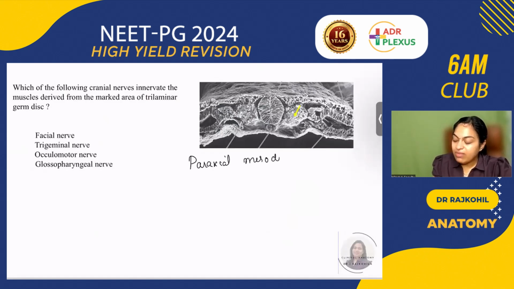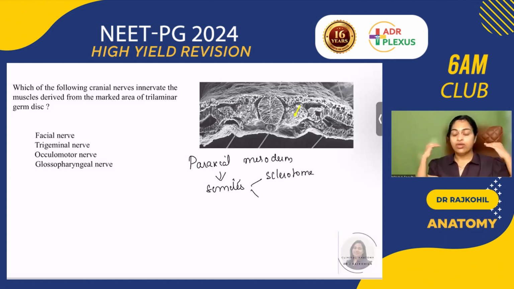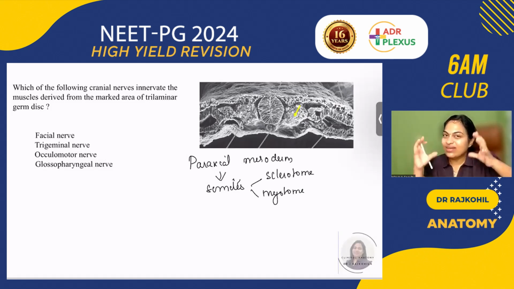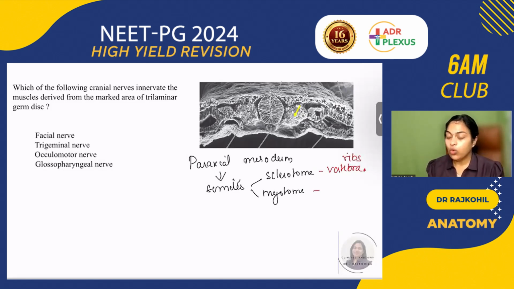So the paraxial mesoderm will give rise to the somites. What do the somites give rise to? Yeah, they will give rise to the sclerotome, a ventral sclerotome, and a dorsolateral myotome. Isn't it? What is the sclerotome going to give rise to? You have to just crush your brain a little bit to give the answer, but it's easy. You have to be knowing it. The sclerotome will give rise to vertebra and ribs. What about the myotomes? They are going to give rise to the muscles of the body wall, the back, the limbs.